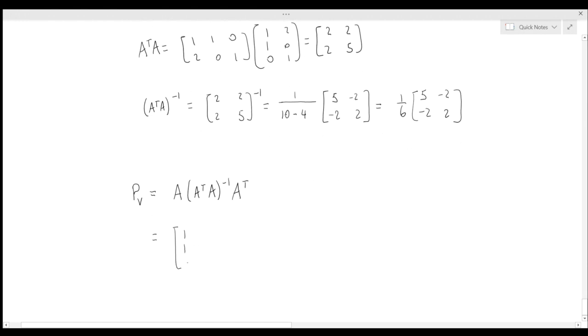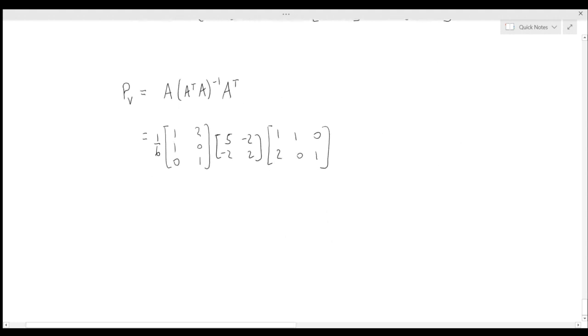So here's A. Here was the inverse of A transpose. And finally, here is A transpose. And I'm just going to multiply all of this out now, okay? All right, let's see. So I'll start by multiplying the two of these together.